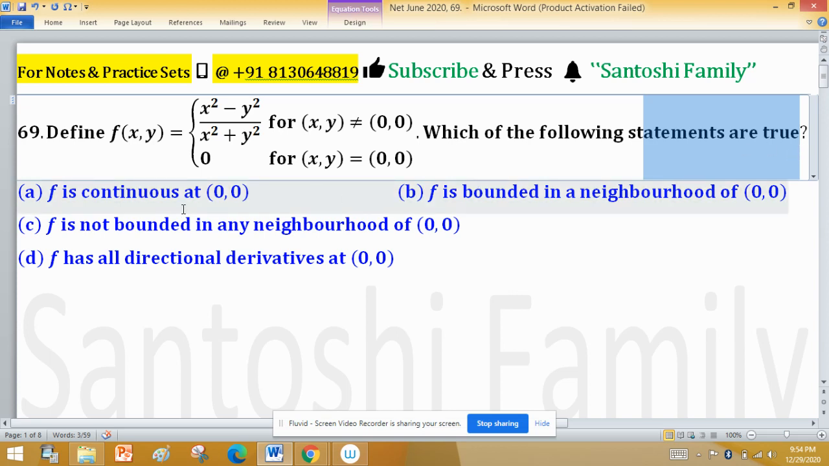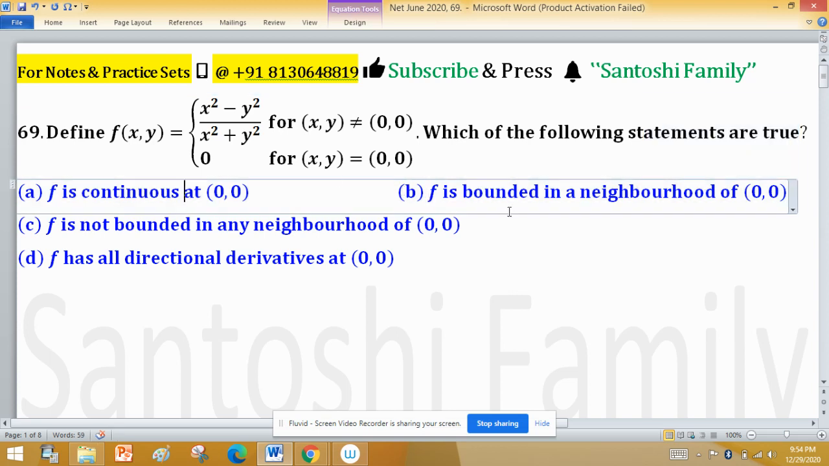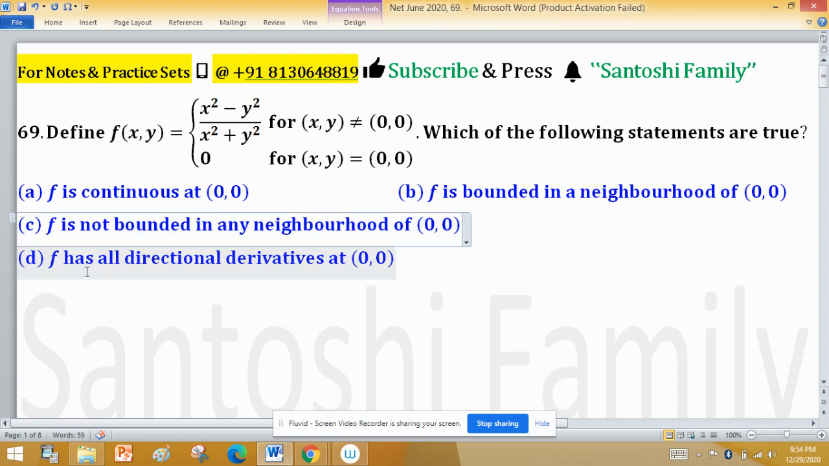Option A is about continuity. Option B is about boundedness. Option C is also about boundedness. And option D is about directional derivative. If you look at options B and C carefully, then if you find one option is true, the other will be discarded automatically. And options A and D are about continuity and directional derivative.